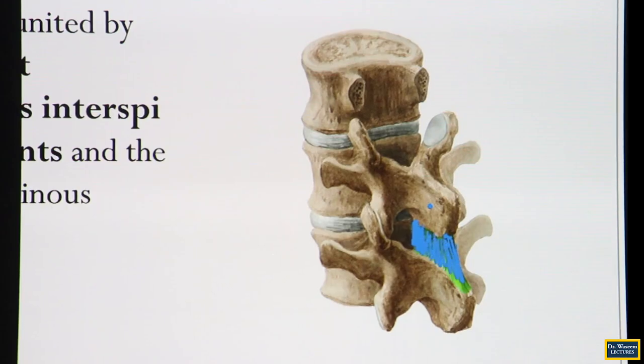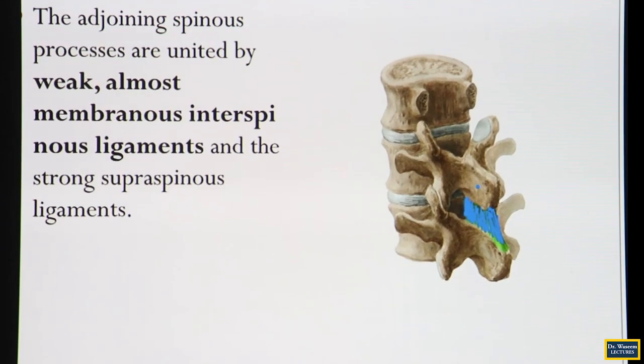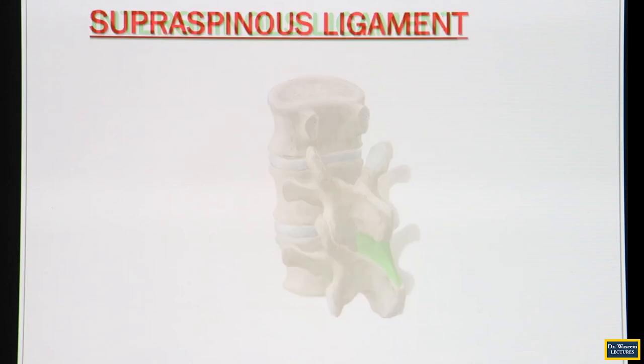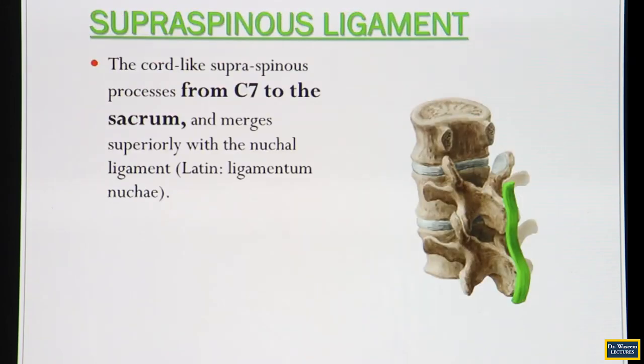This is the interspinous ligament. Even the tips of the adjacent spinous processes are connected by means of the supraspinous ligament. This is called the supraspinous ligament. Watch it here, it is in continuity. So from the tip of one to the tip of the other, it will actually be like a belt that reaches up to the skull.